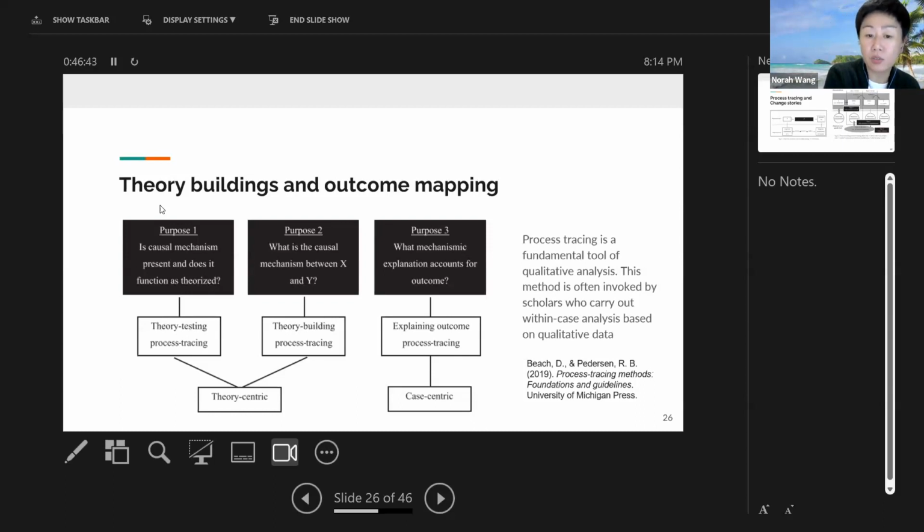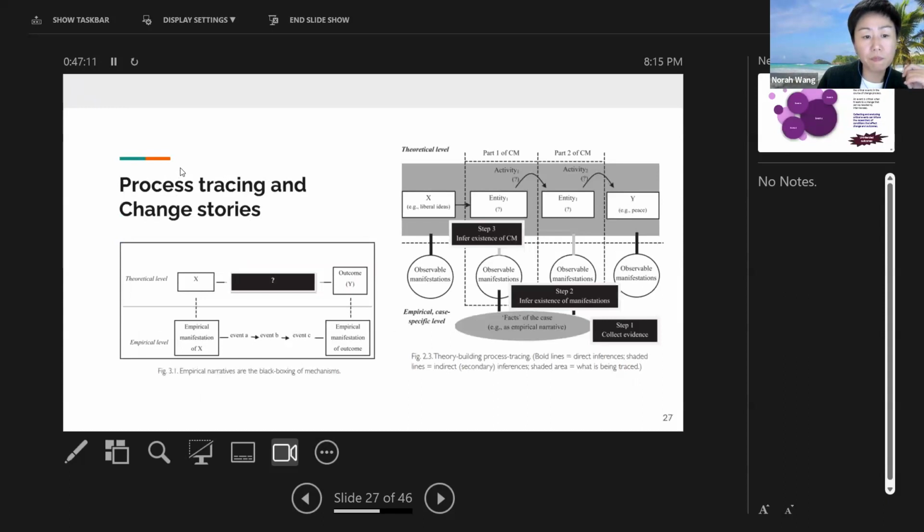We call it process tracing. If you want to read more about theory building with process tracing, here is a very good reference written by Beach and Pedersen. These two scholars are very classical and very foundational. Okay, I only have 15 minutes left, so I probably should move on a little.